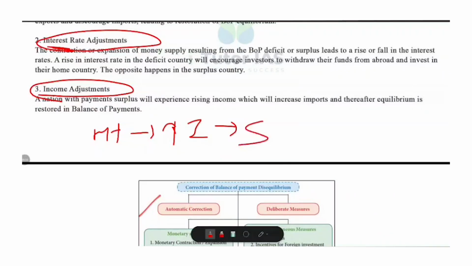In a deficit country, conversely, a deficit may reduce national income, lowering imports and helping restore equilibrium. So, income adjustment automatically encourages imports in surplus countries and reduces imports in deficit countries, helping balance international payments.